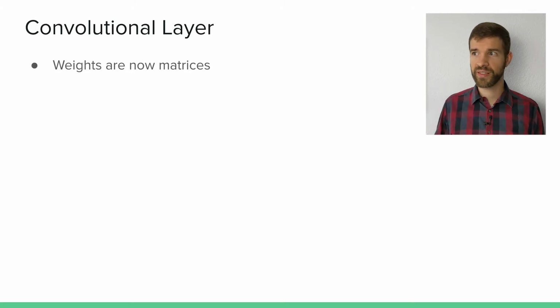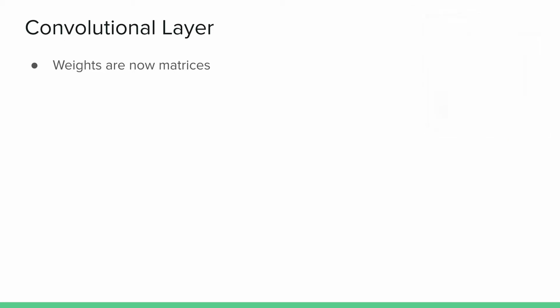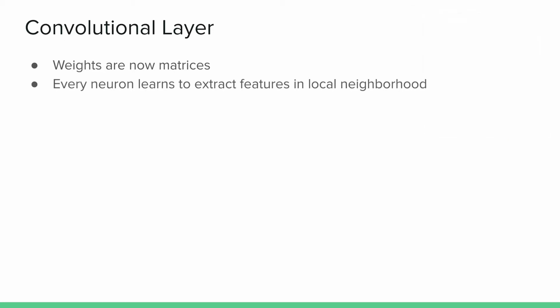So when you think now of these grids, all of a sudden our weights are not just a list, but an actual matrix, because we have not only the pixels, but also coming from multiple channels. And every neuron learns to extract features in this local neighborhood that it sees. So it's only seeing a 3 by 3 grid of the image, or maybe a 5 by 5 grid. But that's exactly what we want to have here. And the good thing is every neuron learns to extract different features.